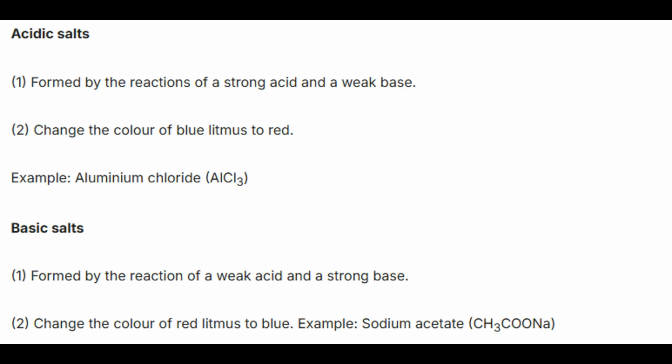Acidic salts: first, formed by the reaction of a strong acid and a weak base. Second, change the color of blue litmus to red. Example, aluminium chloride, AlCl3. Basic salts: first, formed by the reaction of a weak acid and a strong base. Second, change the color of red litmus to blue. Example, sodium acetate, CH3COONa.